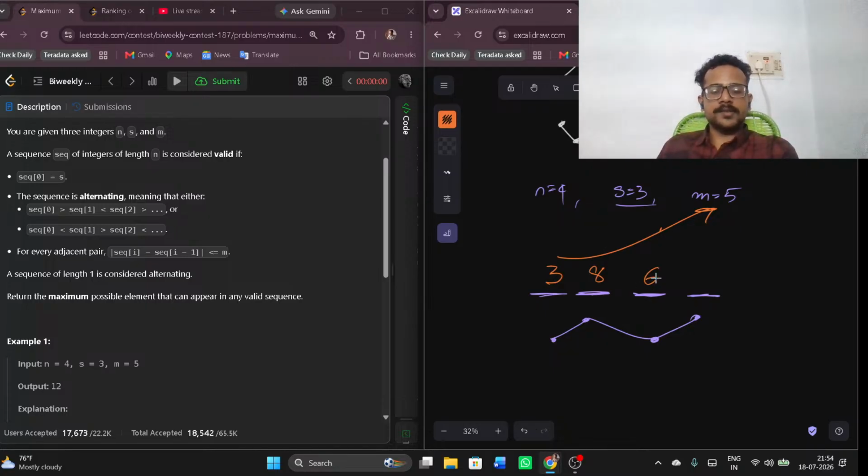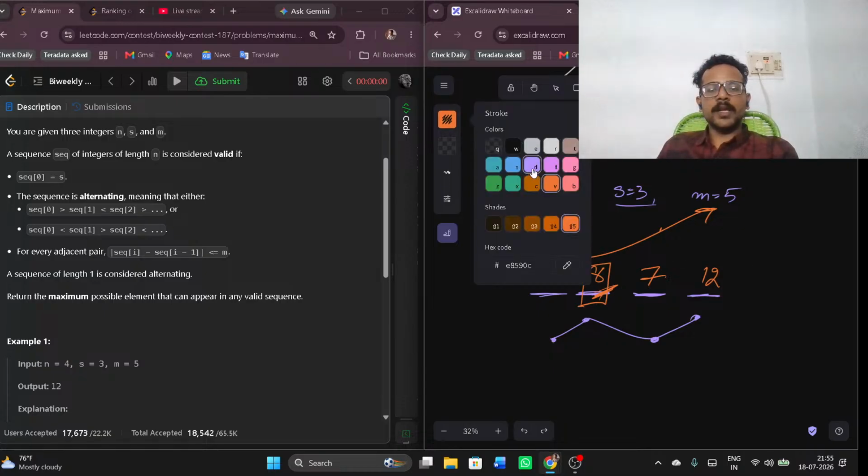But let me try 6. 6 plus 5 is 11. I won't take it. Why? Because there might be a greater chance. If I take 7, I would get 7 plus 5, which is 12 for the next. So, if I have 8 as the greatest element, I would not go to the greatest element minus m. I would just go this minus 1, right? I hope you got it.